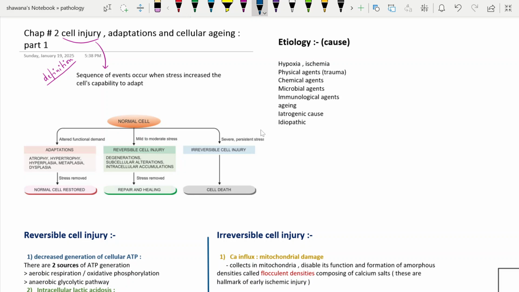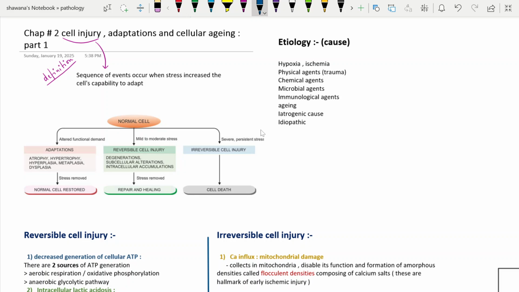So it's the second chapter, because the first chapter was introductory only, introduction to pathology. The second chapter is cellular injury, adaptations, and cellular aging. It's part one, and we will cover this chapter in a series of lectures.